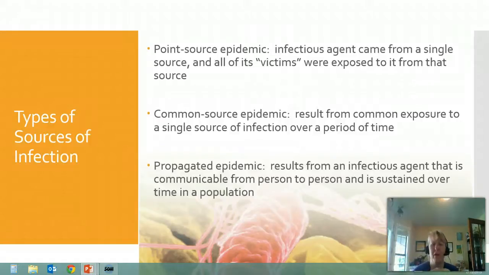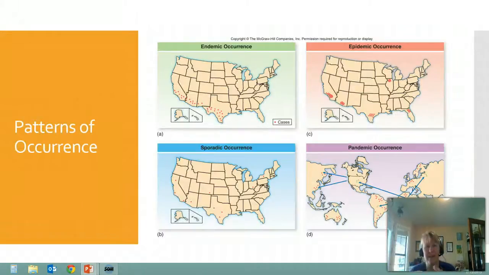So the last thing in this topic we need to look at are some types of occurrences. These are some main patterns. The first thing is endemic versus epidemic. Endemic is that normal prevalence level. If we see that 10% of the population always has syphilis, that's our endemic level.